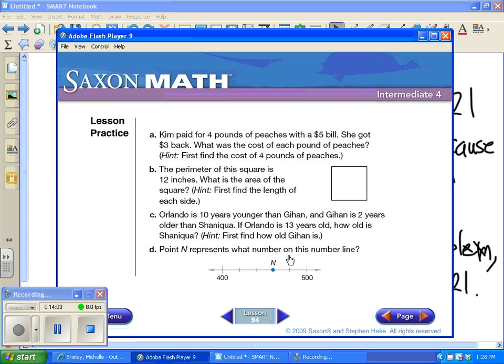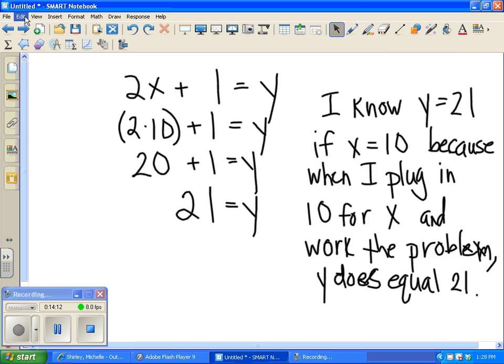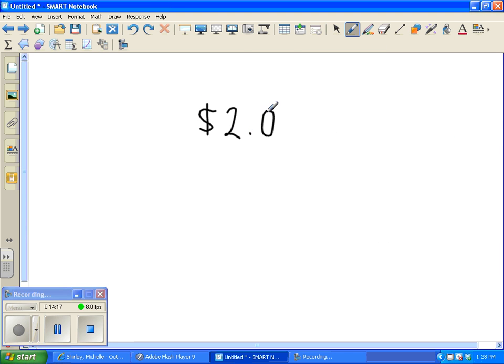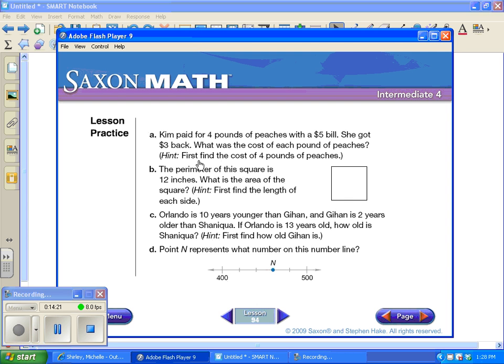So do you remember what we did earlier? She paid with a 5, she got 3 back. That means she paid $2 for 4 pounds of peaches, okay? So let's take that $2 and divide it up among the 4 pounds. Make sure that's correct. Yep.